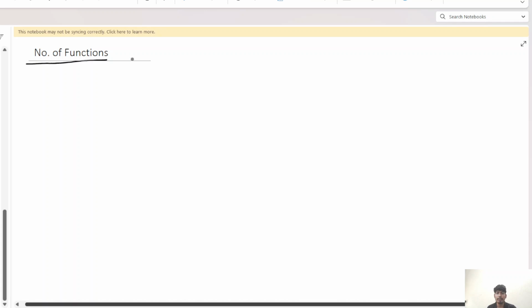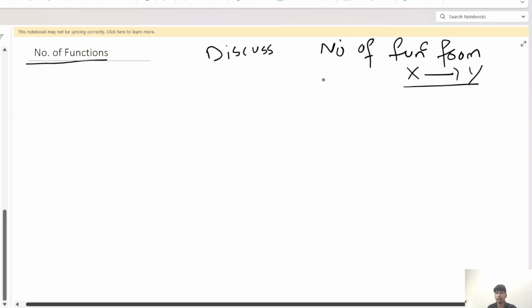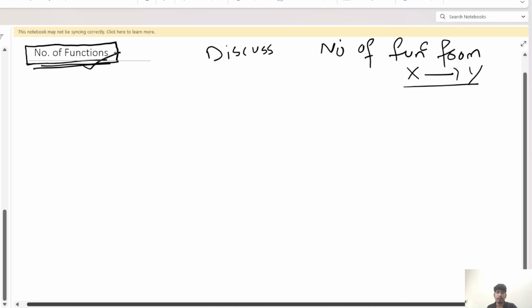Today we discuss the number of functions from x to y, where x and y are two sets. This is a topic of JEE Advanced. First we do the theory of the chapter and then some questions. So I start.